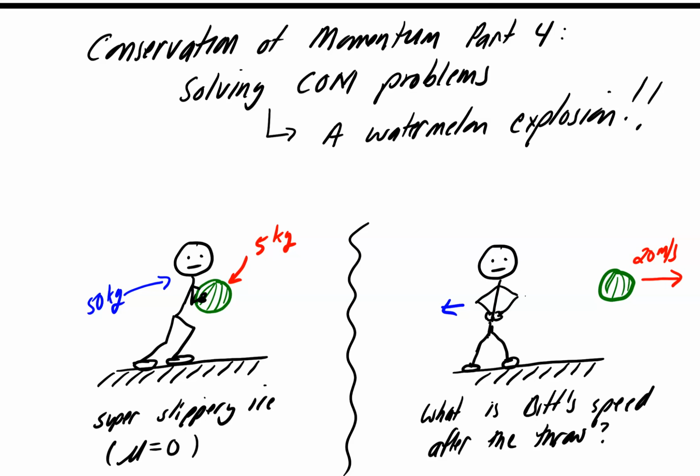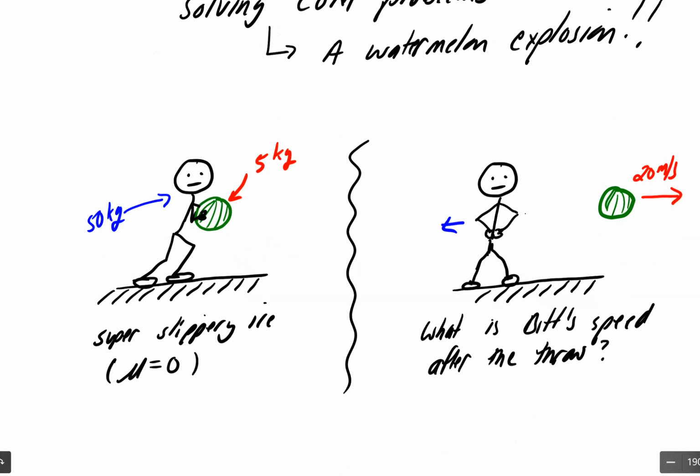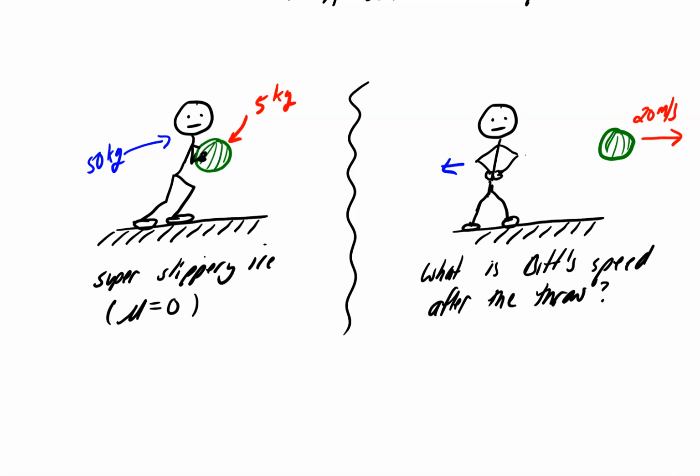Let's take a look at how to solve a classic conservation of momentum problem. In this case, it's a watermelon explosion, but it's not going to be that interesting because it's simply going to be involving Biff throwing a watermelon.